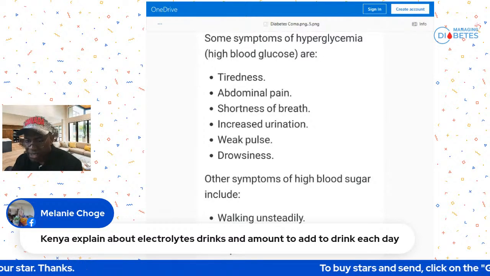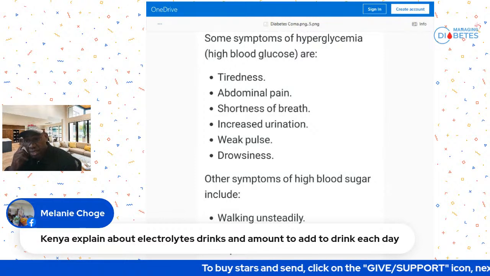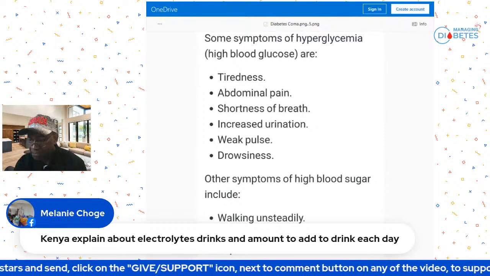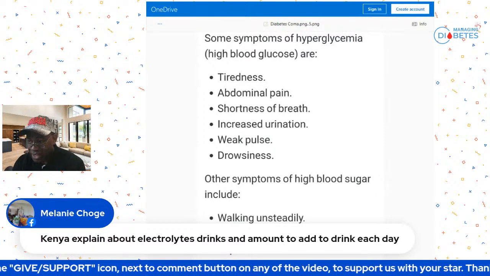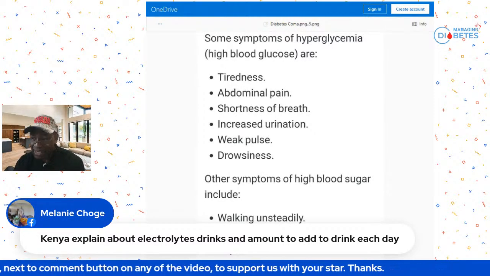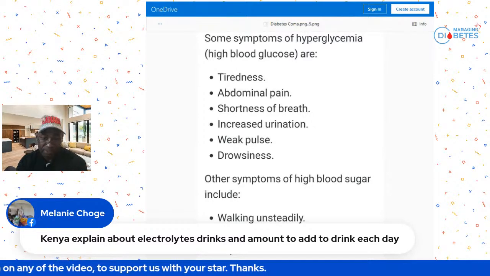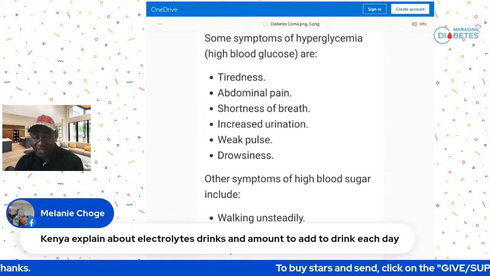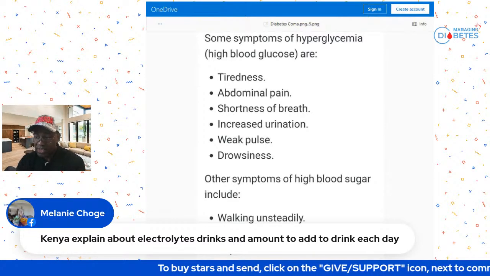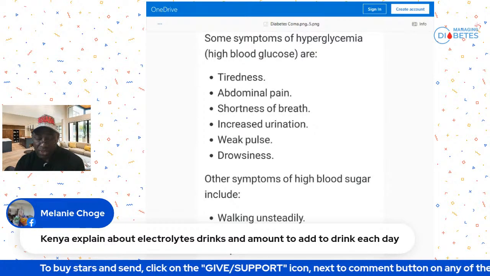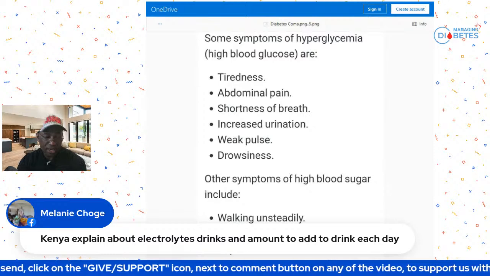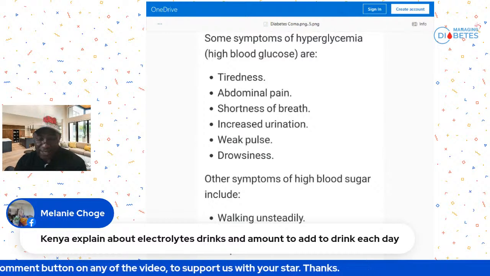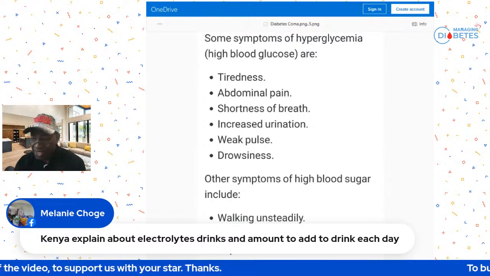Okay, Melanie, let me answer your question. You're asking me about electrolyte drinks and the amount to add to each day. Now, remember, some of these powdered electrolyte drinks on the market use artificial sweeteners, different kinds like stevia, all kinds of artificial sweeteners, and they are not organic. Those things are not organic. That's why they call them artificial.